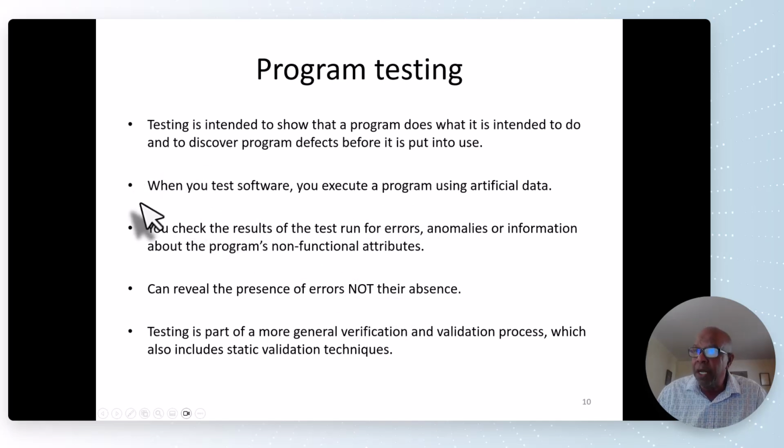Other things: when you test software, you execute a program and check the results of the test runs for errors and anomalies, and about the program's non-functional attributes. Testing is part of a more general verification and validation process, which also includes static validation techniques. And that's one of the things it's talking about with inspections.